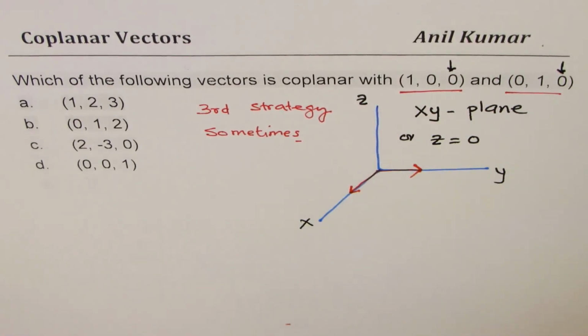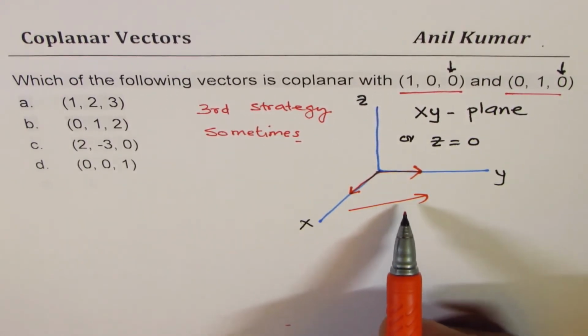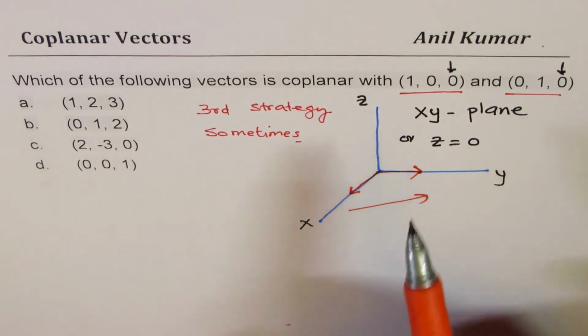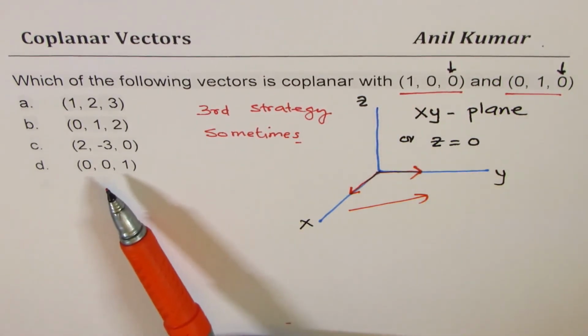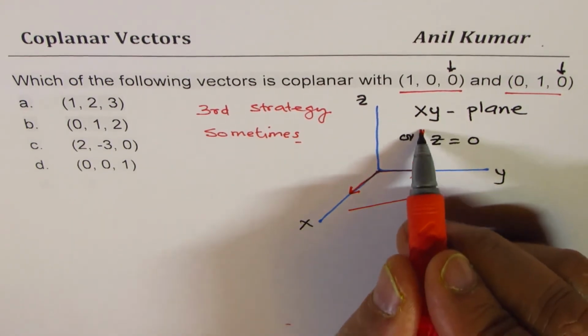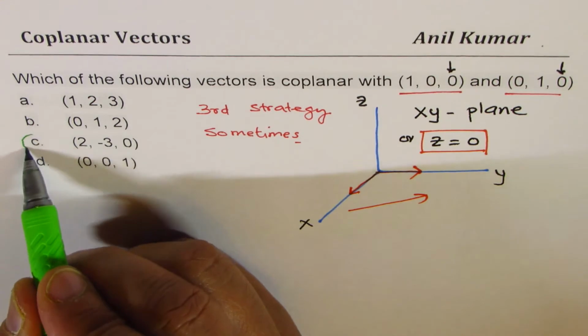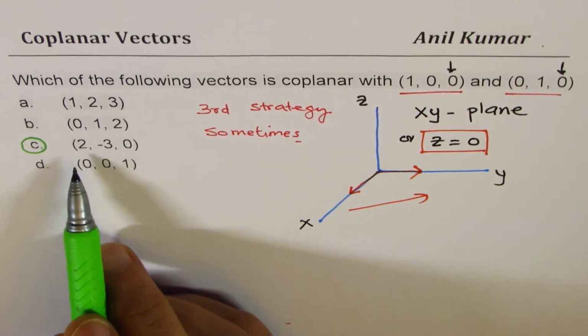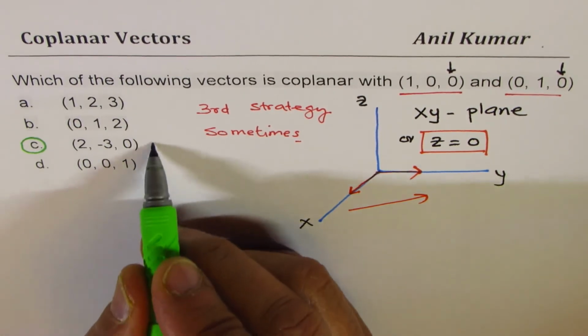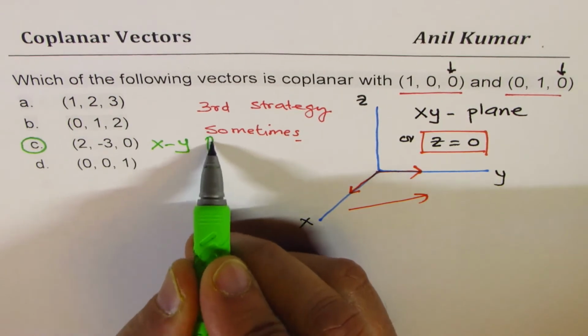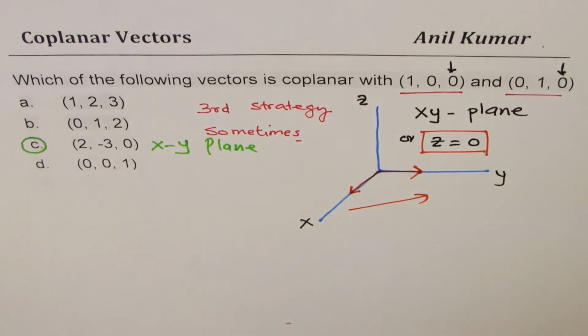So that really means that any vector in this plane will be coplanar. So that comes from the concept. At times, based on your knowledge of vectors, you can straight away pick an answer. So you're looking for a value where Z is equal to 0. Do you get the idea? So if you scan these 4 values, option C is the right option. 2, minus 3, right? So this is on the XY plane. So that becomes coplanar to the given vectors, correct? So that is how you're going to answer this particular question. Do not use the strategies of linear combination or scalar triple product, right?